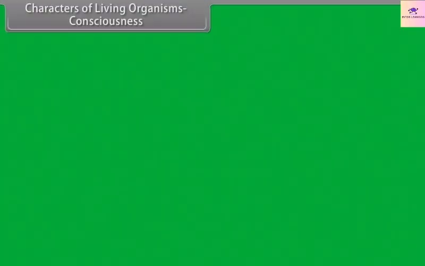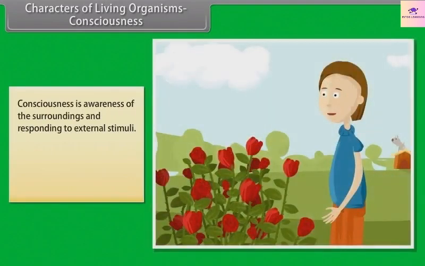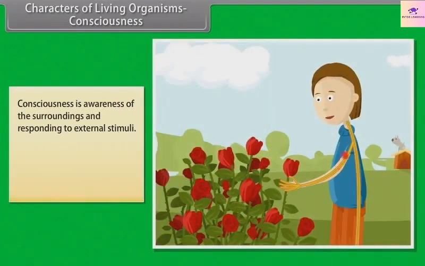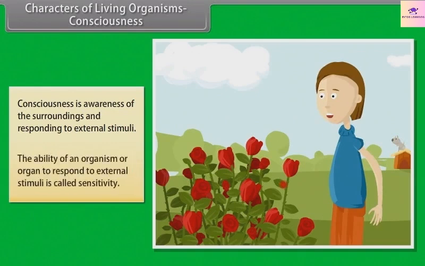Characters of living organisms. Consciousness. Consciousness is awareness of the surroundings and responding to external stimuli. The ability of an organism or organ to respond to external stimuli is called sensitivity.